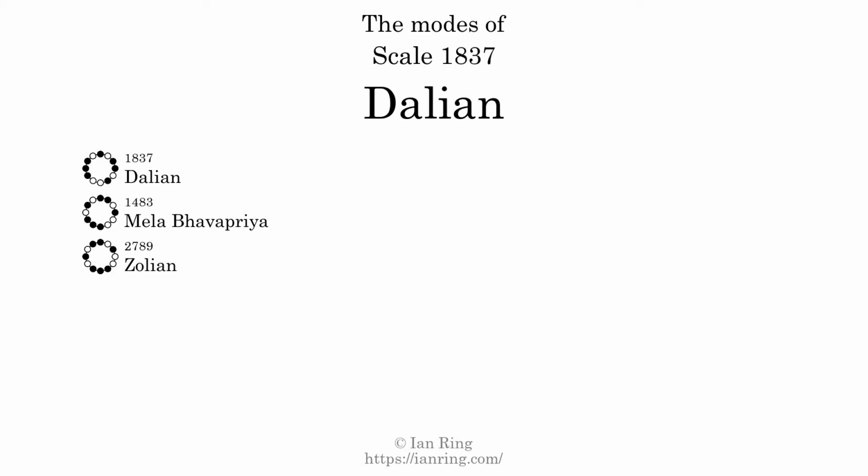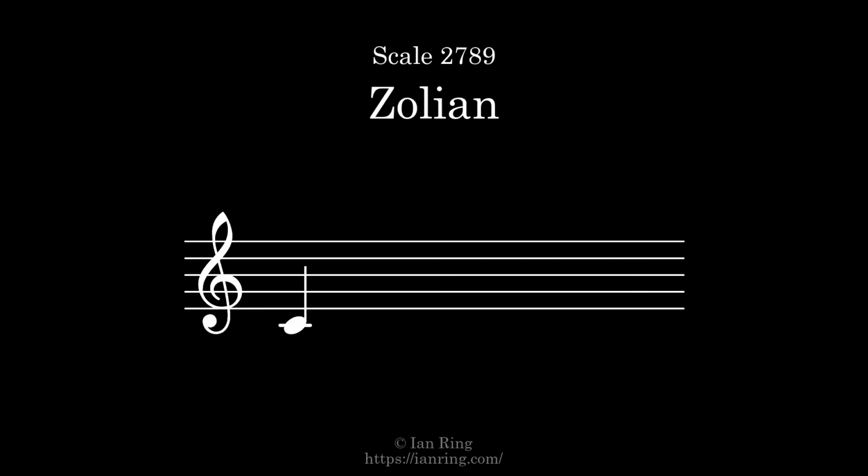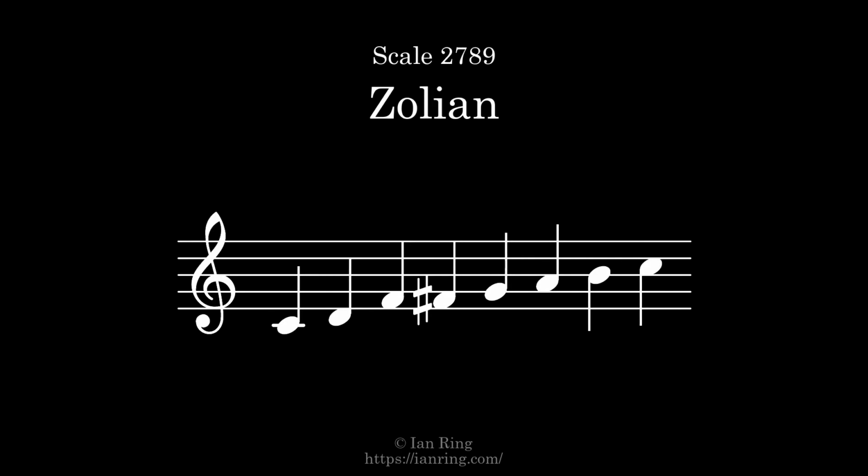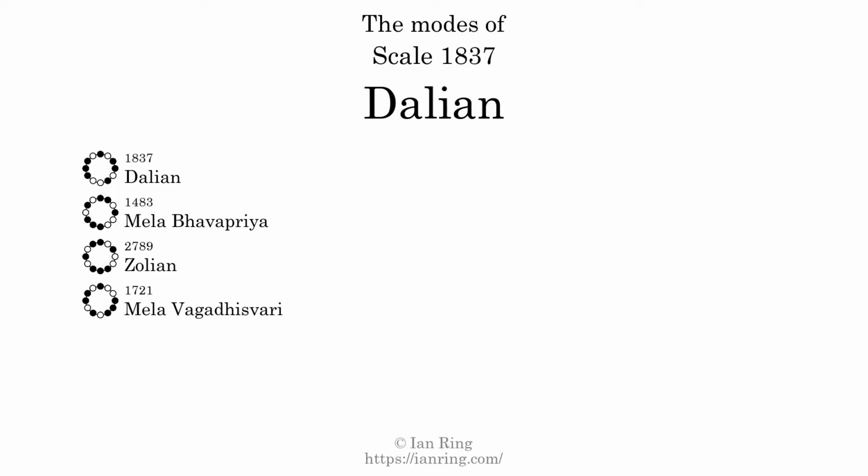The third mode is scale 2789, also known as Dalian. It sounds like this. The fourth mode is scale 1721, also known as Mila Vagadhisvari. It sounds like this.